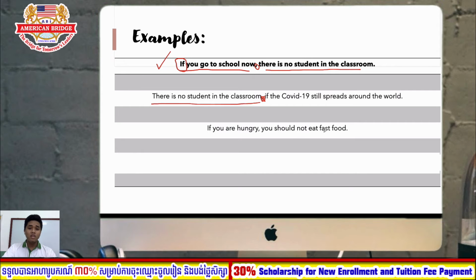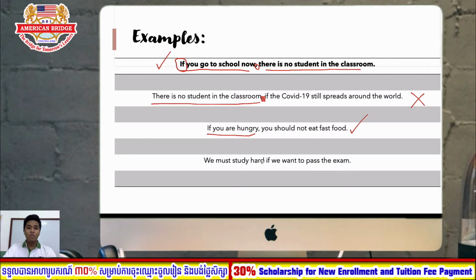So look at another sentence. If you are hungry, you should not eat fast food, right? Again, the if clause is at the beginning of our sentence, and then we need to use a comma, and this one is wrong. Another example, we must study hard if we want to pass the exam. Sure, the if clause comes at the end of the sentence, so we don't need to use a comma right here. So the basic concept of conditional or zero conditional refers to any sentence that has two parts, which are the if clause and the main clause.